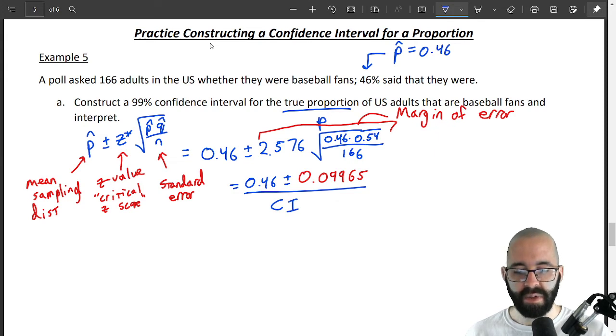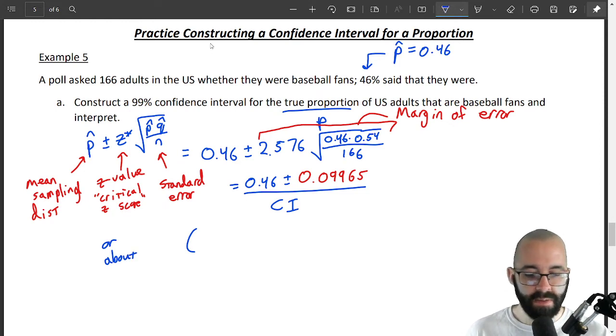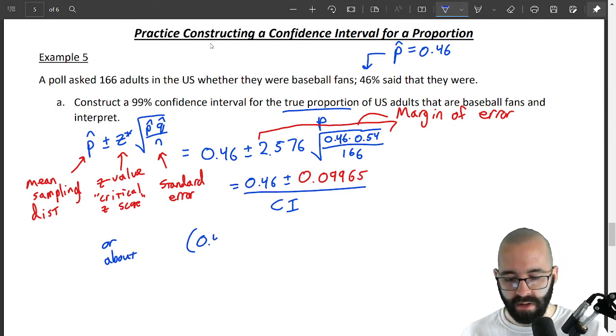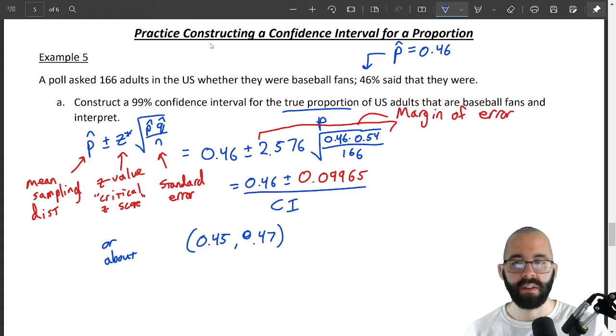Confidence interval, sometimes abbreviated CI. Or you could write this in interval notation, right? This is about the interval 0.46 minus 0.1, 0.46 plus 0.1, is about this interval. Two ways of expressing your answer.